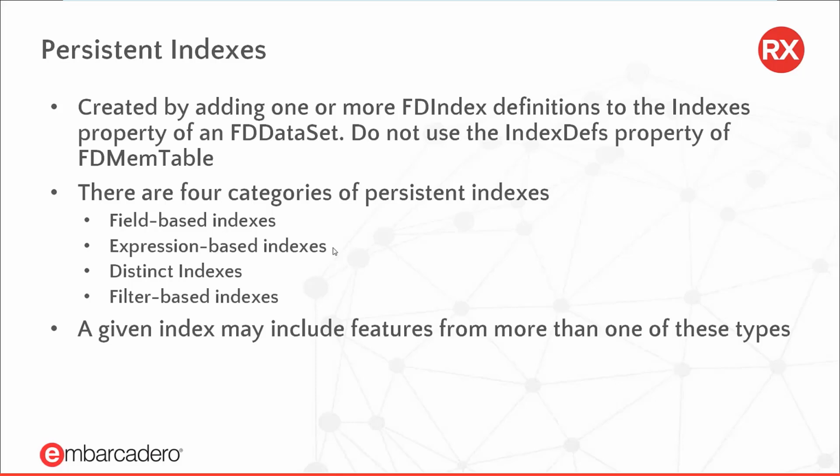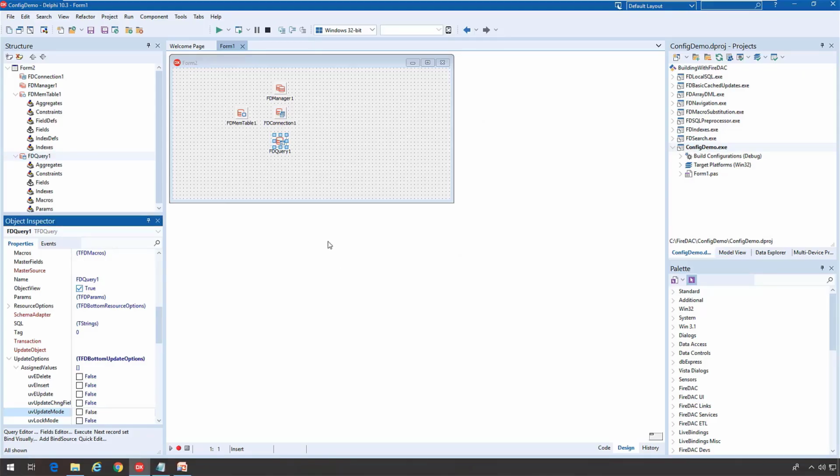And then there's filter-based indexes, which provide a combination of the power of filters in FireDAC with the speed of an index. And a given index that you create may actually have multiple characteristics. For instance, it could be an expression-based index that's also distinct. And if you spend a little time thinking about what those might look like, you'll start to realize that there's a tremendous amount of power here. So let's go back over to Delphi and take a look at an example of this.